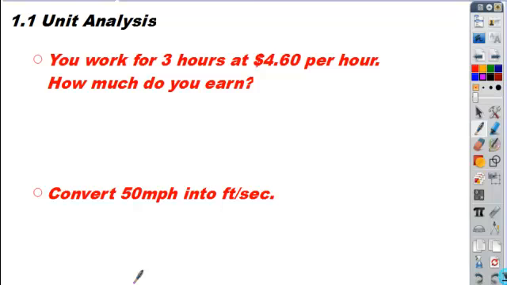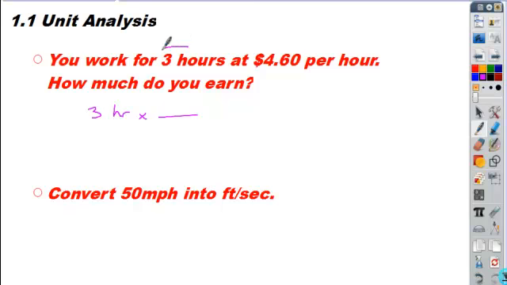Okay? And so the simplest of examples is this first one right here. If you work for 3 hours at $4.60 per hour, how much do you earn? Well, you guys could all do this very easily. It's just a matter of how it's set up to see the conversion. So if you're working for 3 hours, that's what you start with, and then you use the conversion.